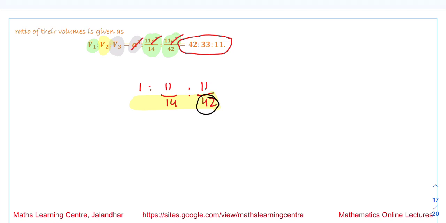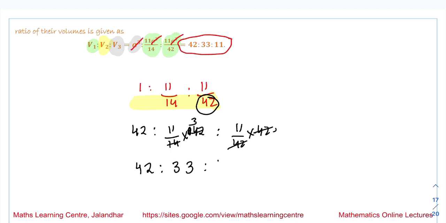We multiply these terms with 42. We get 42 is to 11 by 14 into 42, is to 11 by 42 into 42. These two 42 get cancelled, and this value we get 3. So it is 42 is to 33 is to 11. So these are the ratio of the three volumes.